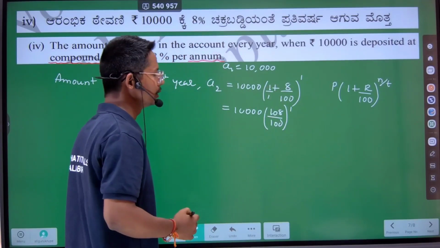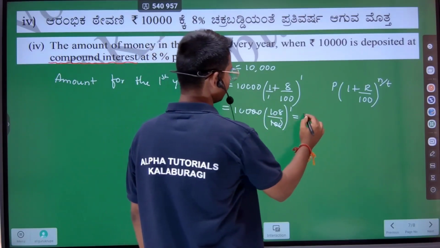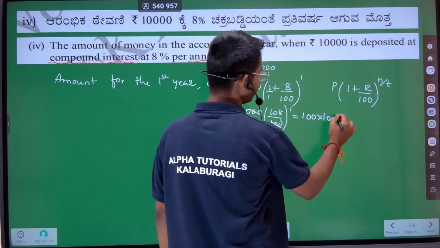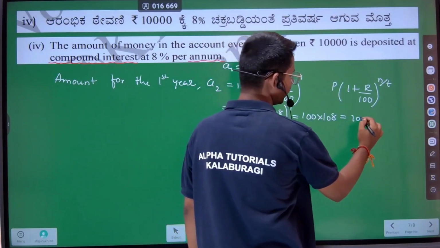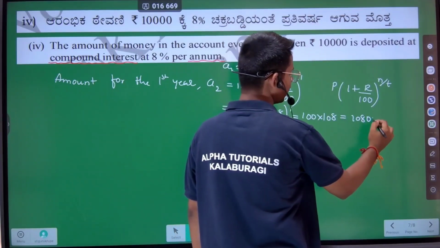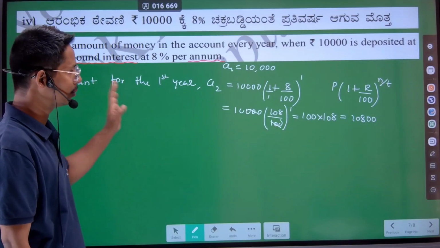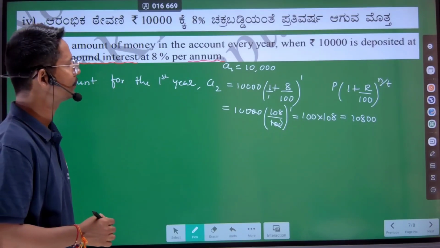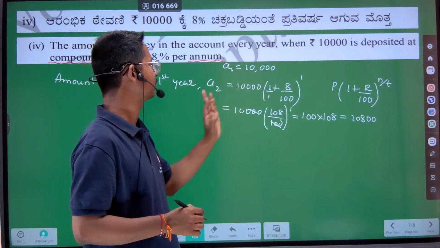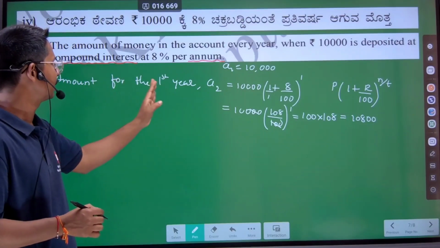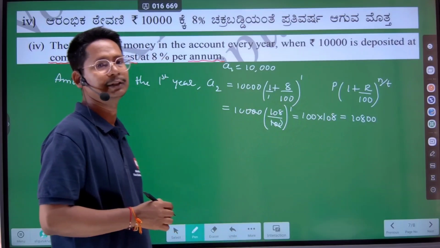Now 2 zeros get cancelled. You will get 100 into 108. So you can multiply 108 into 1, which is 108, and the 2 zeros you can just add. It is 10,800 rupees, the amount after the first year. In the beginning, the principal amount I will take as the first term A1, and the amount after the first year, A2, is going to be 10,800.